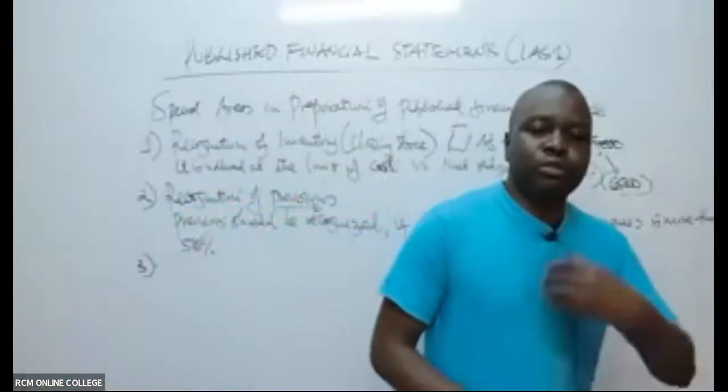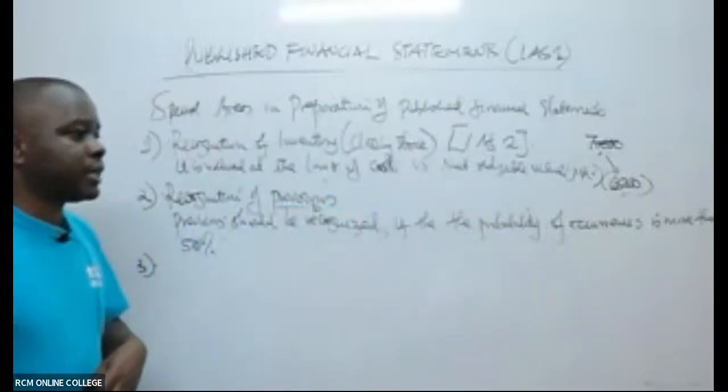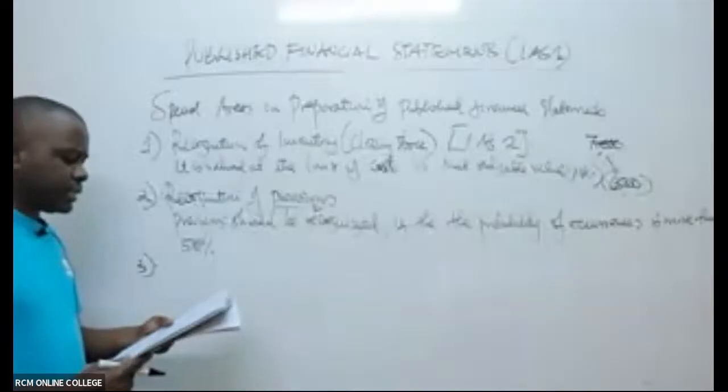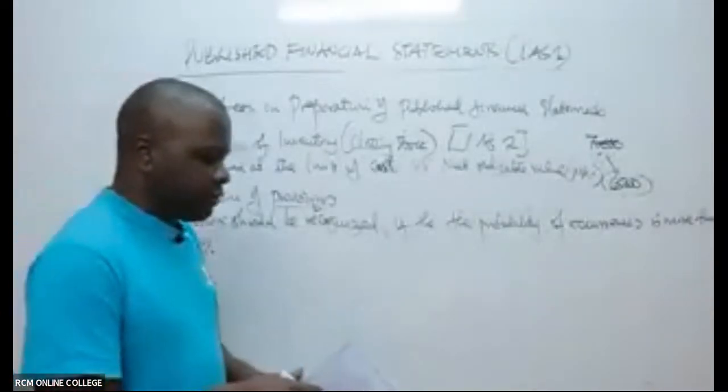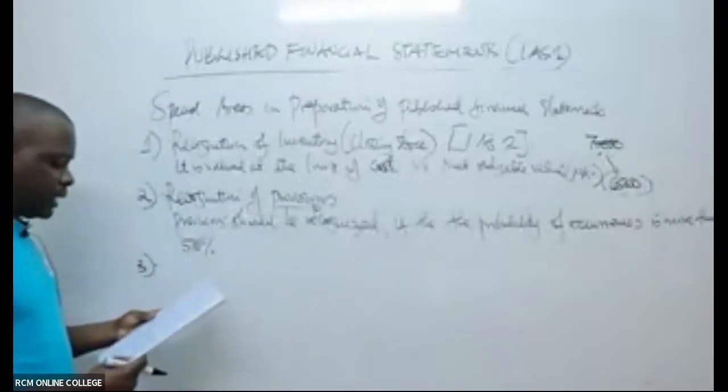Because they're going to be published out there. So you'll end up having to compute the cost of sales as one figure. And of course, plug the figure into what? Into the income statement, into the income statement.